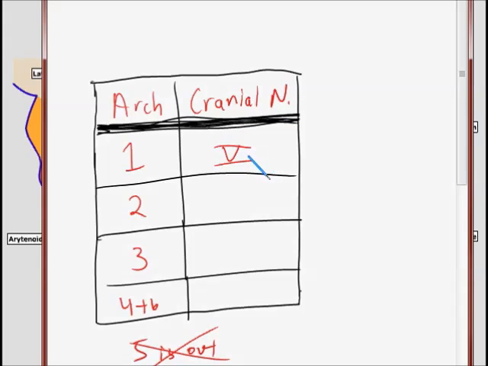Now, I know they each have their own name, but I don't know most of them, and I don't want to give you the wrong name. The only one I know is 10 is vagus, but other than that, I don't know, not yet. I'm learning this myself too. The second arch is by the 7th. The third is by the 9th, and I believe this is glossopharyngeal.